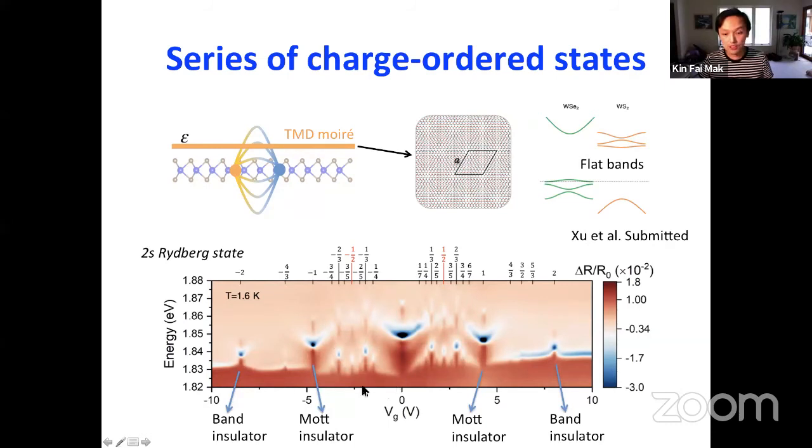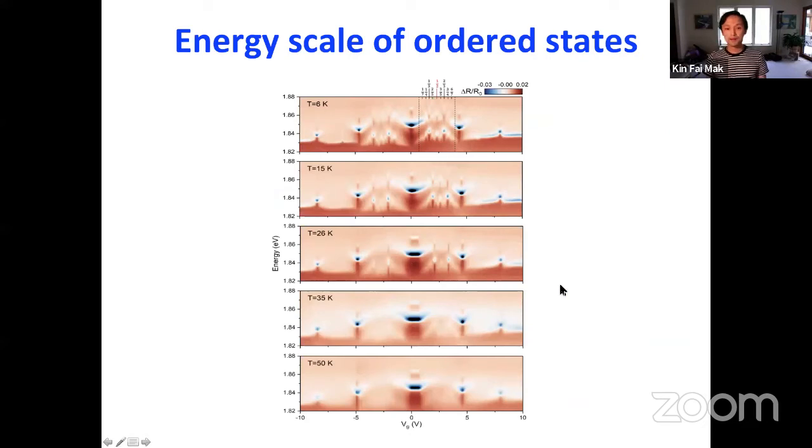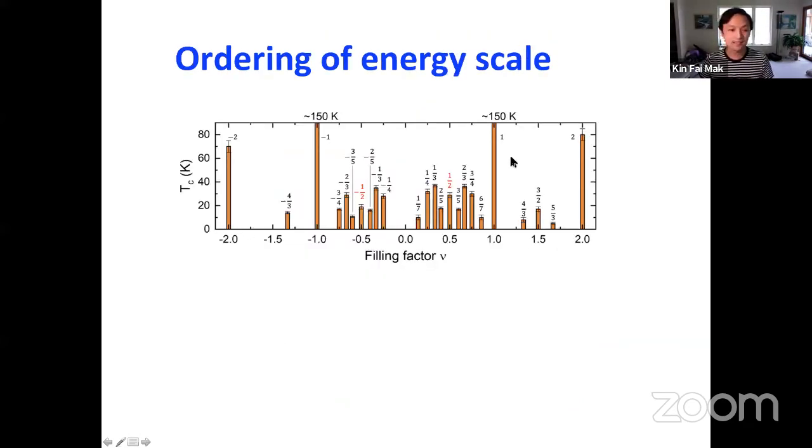But you can see that in addition to these states, we have seen a series of incompressible insulating states at fractional filling factors, both at filling factor smaller than 1, and we can also see a few more for filling factor above 1. We can perform a temperature dependence. With increasing temperature, the incompressible states systematically disappear one by one. So you can obtain the Tc, the transition temperature, of all these different charge order states, which is summarized in this table here: filling factor, transition temperature.